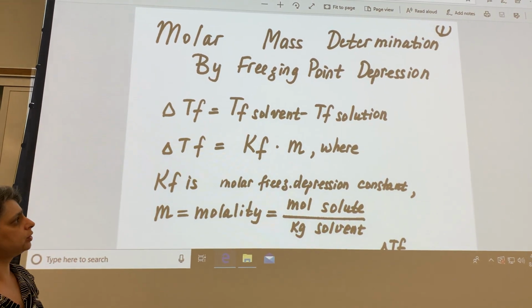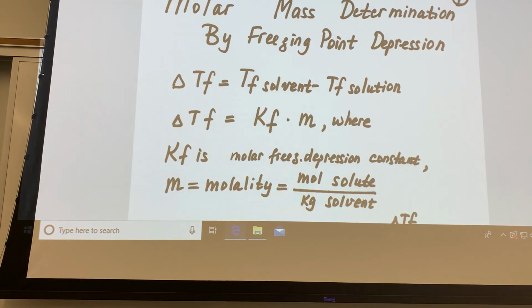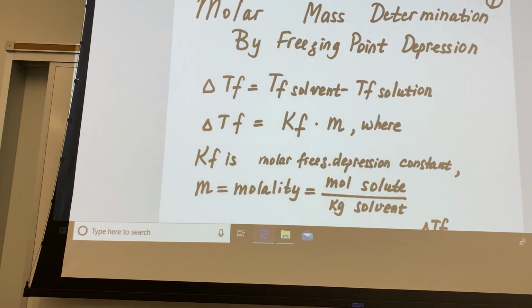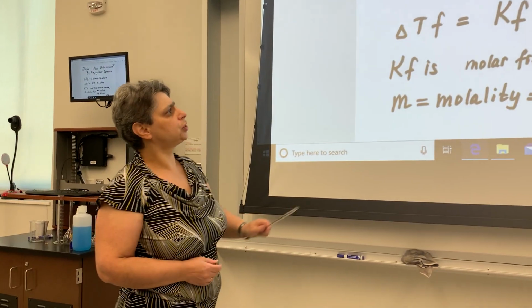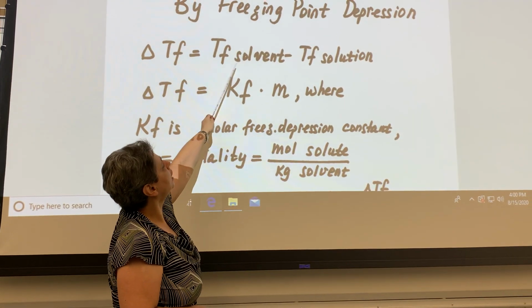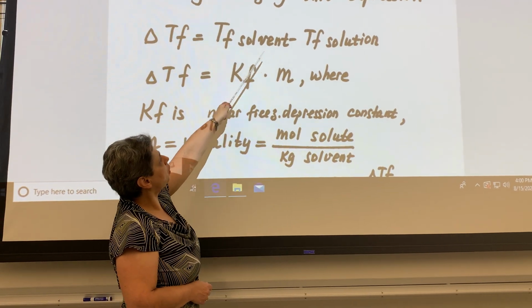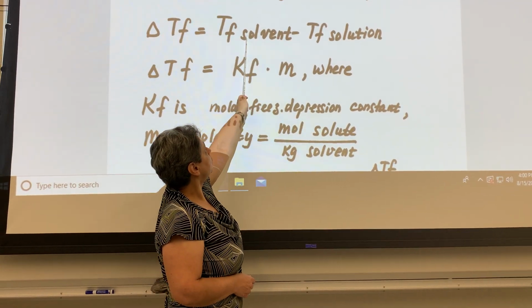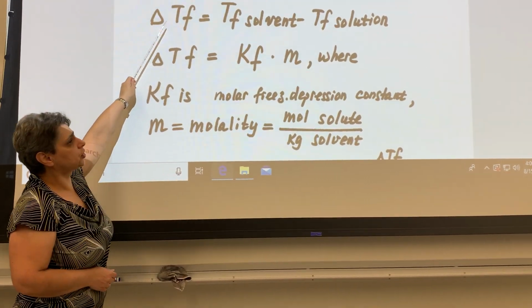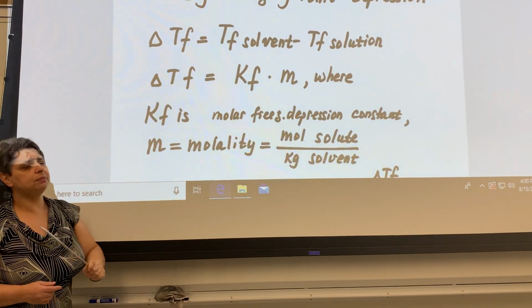So what we expect to happen is when we create a solution by adding a solute, the freezing point is expected to decrease or drop. So the freezing point of the solution is expected to be lower than that of the solvent. Therefore, when we're subtracting the lower value from the higher value, we should get a value that's greater than 0. Thing to keep in mind is delta TF cannot be negative.